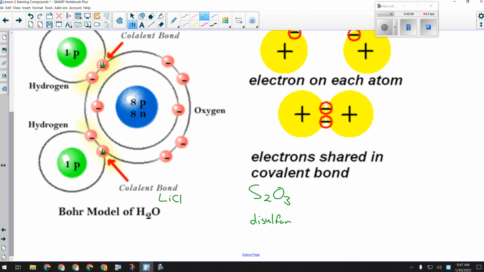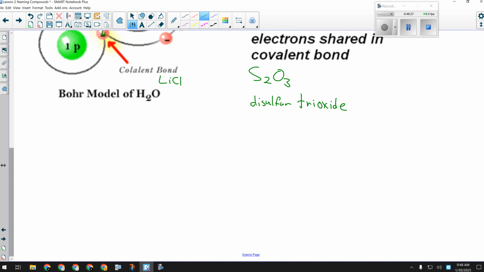The first nonmetal gets its name written as it appears on the periodic table, so unchanged. The second one gets it changed to ide. So this would be disulfur trioxide. The prefix for 3 is tri. Disulfur trioxide. Second compound always gets its name changed to ide. First compound always gets its name written as it appears. That means we need to know the prefixes.